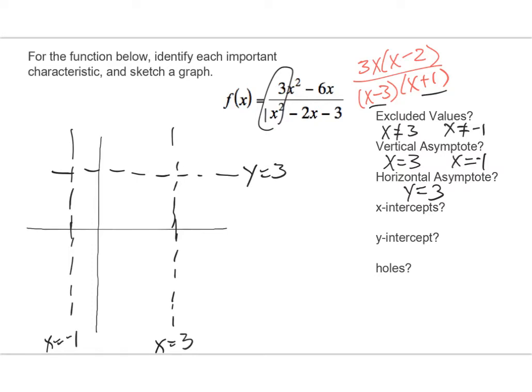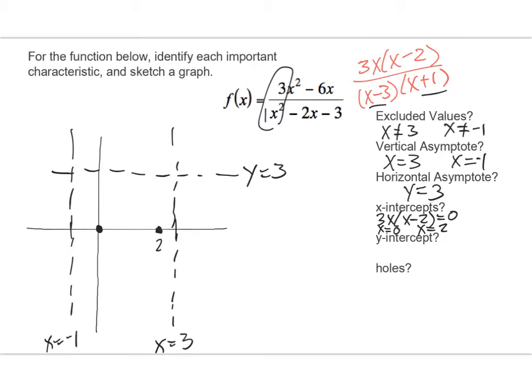X-intercepts, I'm going to set the top equal to 0. 3x times x minus 2 is equal to 0. That tells us that x equals 0 is going to be an x-intercept. And that x equals 2 is going to be an x-intercept as well.